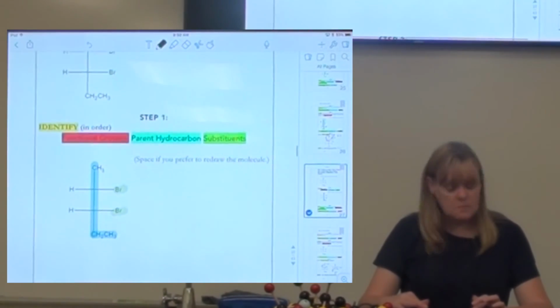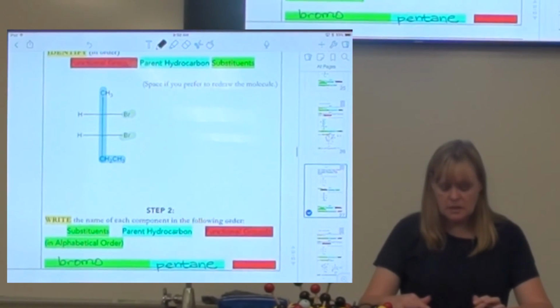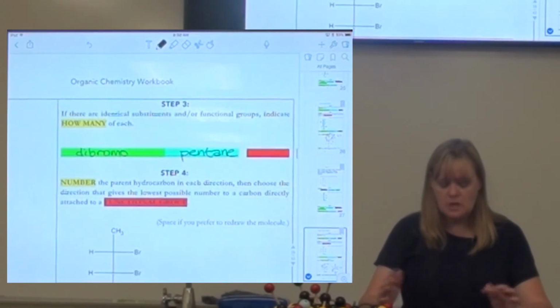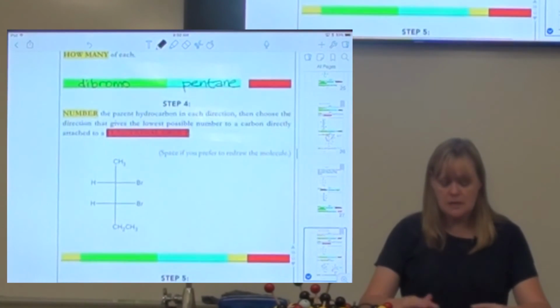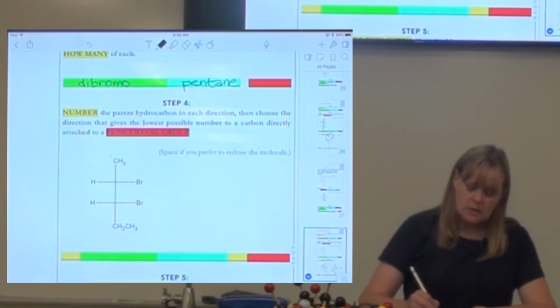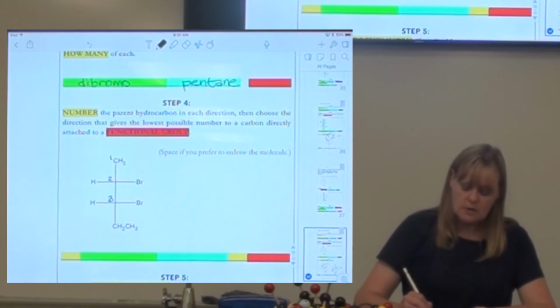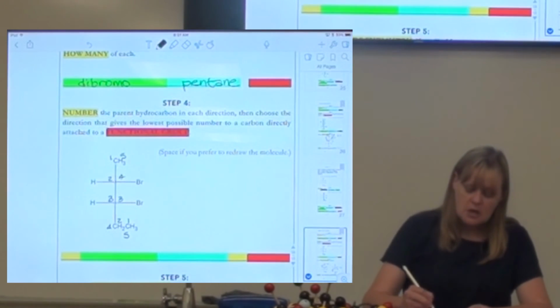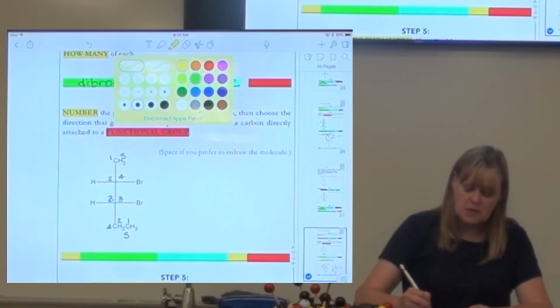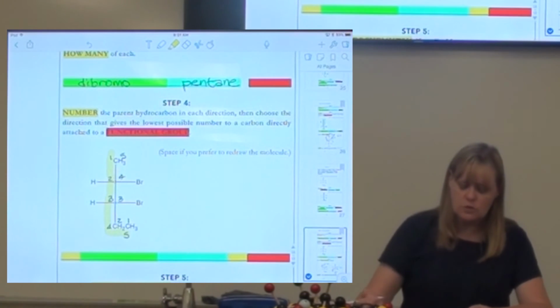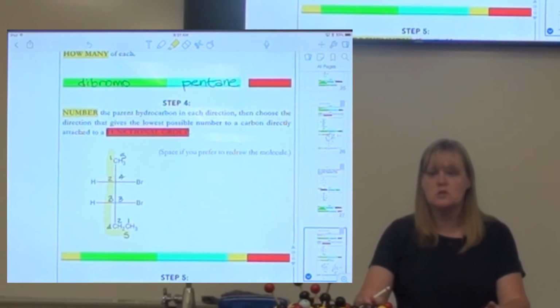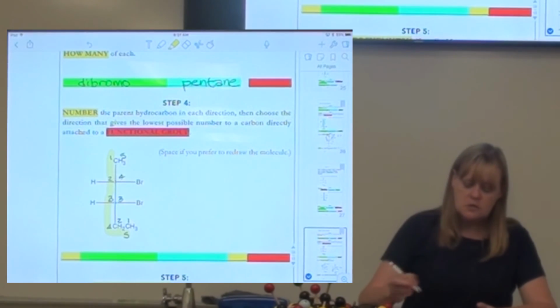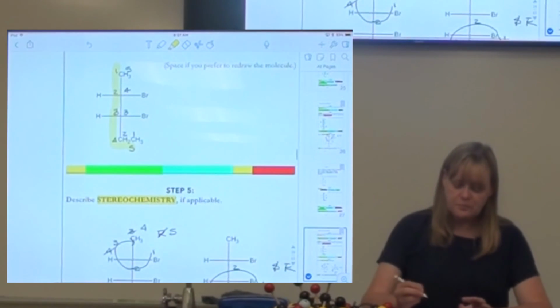Since we're about out of time here, I'll go over this really quickly. You're okay with the root name being dibromopentane through step 3. Step 4, you're numbering the parent hydrocarbon in each direction, giving the lowest number possible to the carbon directly attached to the functional group. There is no functional group, so you go to the first tiebreaker rule, where you give the lowest number possible to a substituent. The best numbering direction then would be from top to bottom, the way that I've done it, because you have a 2-3 combination as opposed to 3-4. So 2 is the lowest number out of those. So that's the direction that you go.